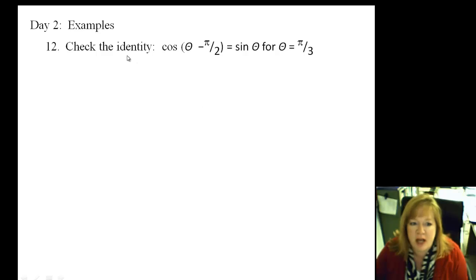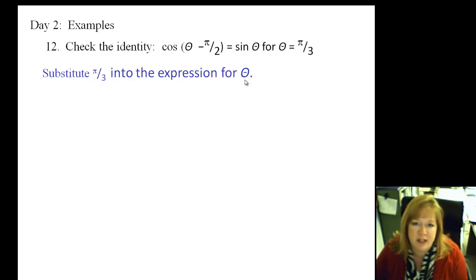It says to check the identity, cosine of theta minus pi over 2 equals sine theta, for theta equals pi over 3. Don't get wigged out by this. This is very simple. They want you to check it for this angle measure. So all you have to do is substitute pi over 3 for theta. I'm going to put a pi over 3 here and a pi over 3 here, substituting into both sides, and then just show that you get the same answer on your calculator.